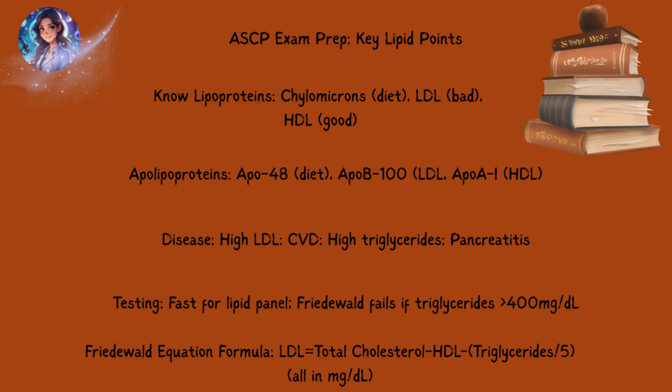For ketones, we use serum beta hydroxybutyrate for DKA. It's the best. For urine dipsticks, we catch acetoacetate but can trick you with false positives. So watch for interferences such as drugs, ezetimibe, simvastatin that lower lipids. Hemolysis or lipemia can also mess up our results. And the ASCP likes to test for the ranges and the Friedewald limits when triglycerides top 400 milligrams per deciliter.